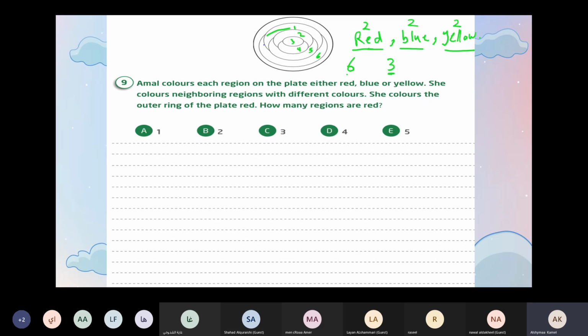The only thing is what? She wants to color the ring of the plate with red also. Oh yeah, so it's going to be 3. So this one also will be red, with these 2. So it's going to be 3. Layan and Shahad, do you understand this? Yes. Okay.